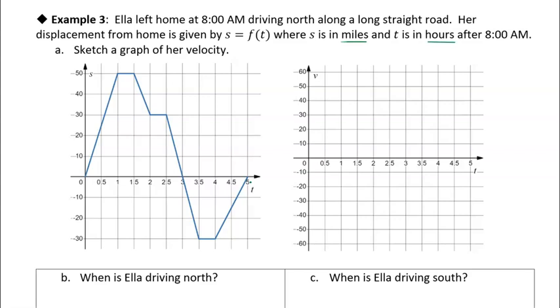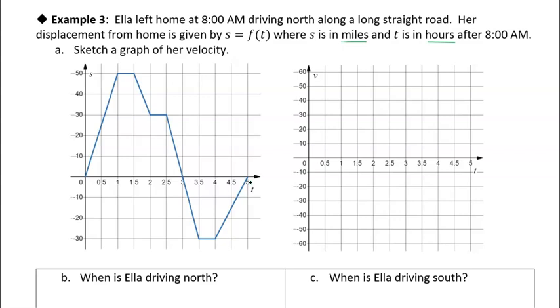Hours after 8 a.m., right? So that means that 1 hour, t equals 1, would be 9 a.m. All right, so the first task is just to sketch a graph of this velocity. Now velocity is just the rate of change of displacement, right? It's the first derivative of the displacement. And so we could just look at the slope of this graph.